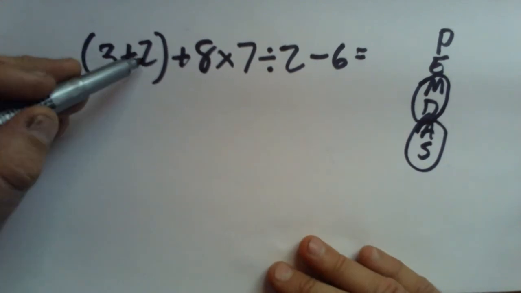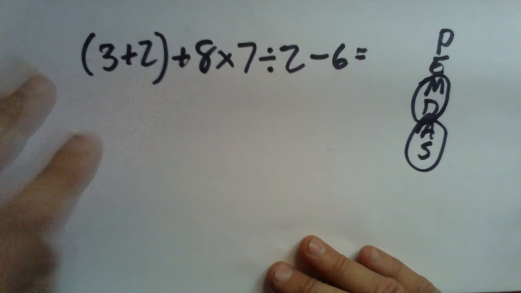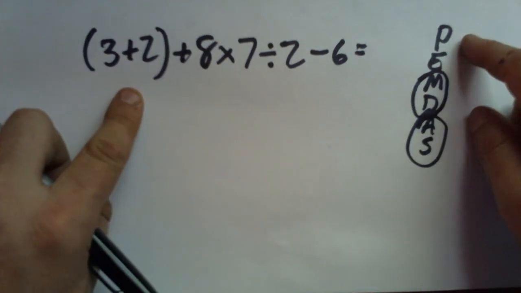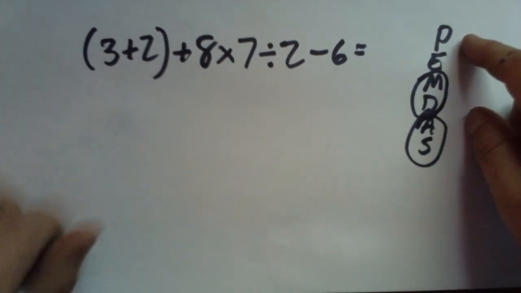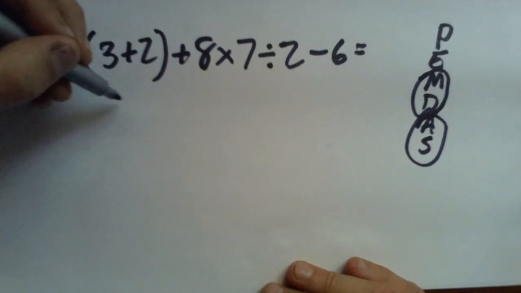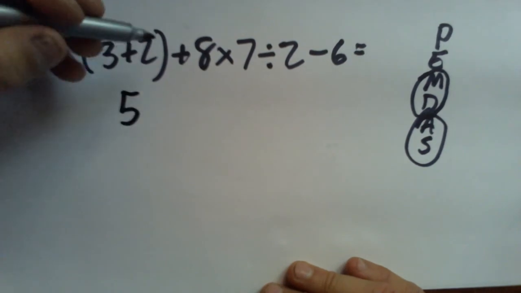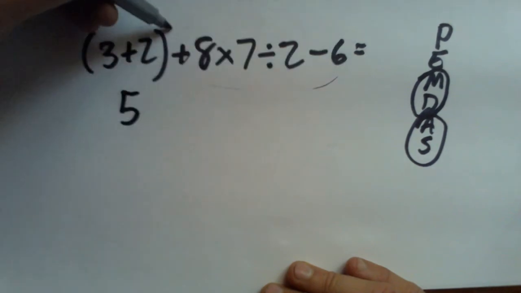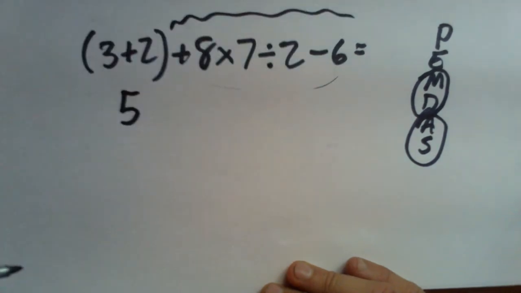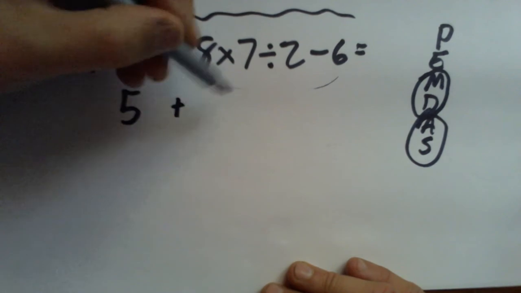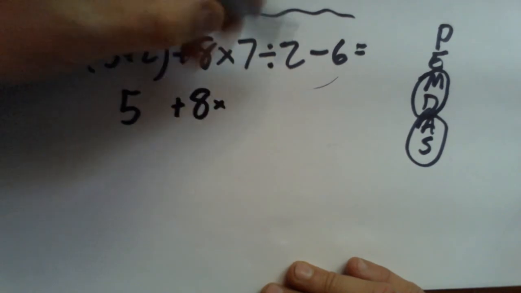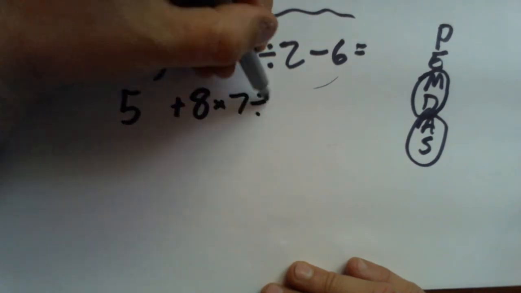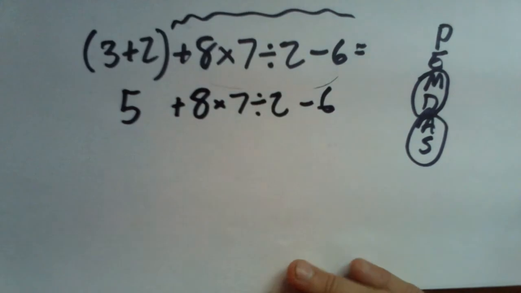So 3 plus 2, this is the parentheses. First thing I have is parentheses. Inside the parentheses is 3 plus 2, so I'm going to do that. 5. And I'm going to just drop this whole thing straight down as is. Plus 8 times 7 divided by 2 minus 6.